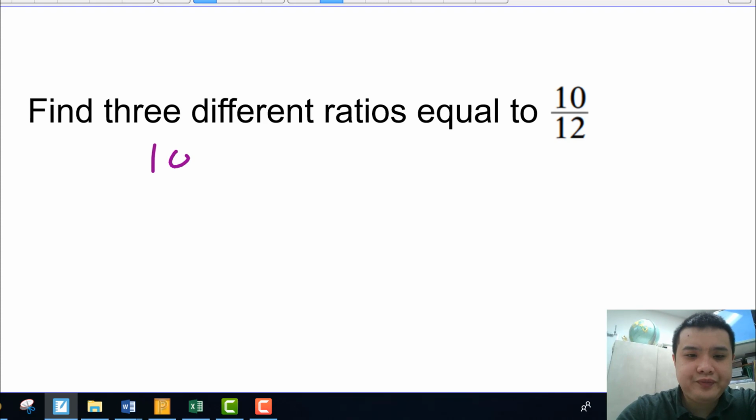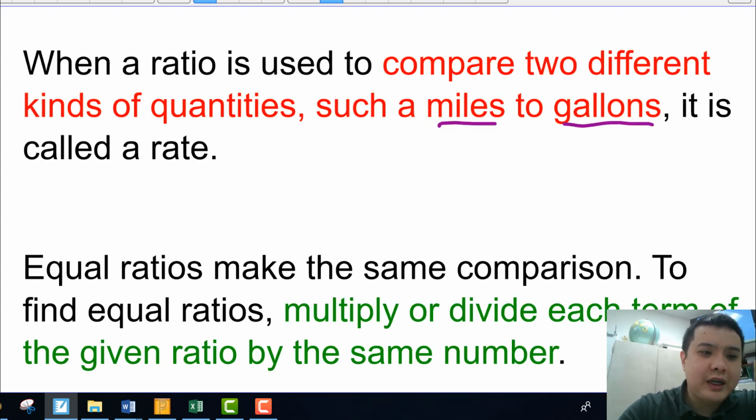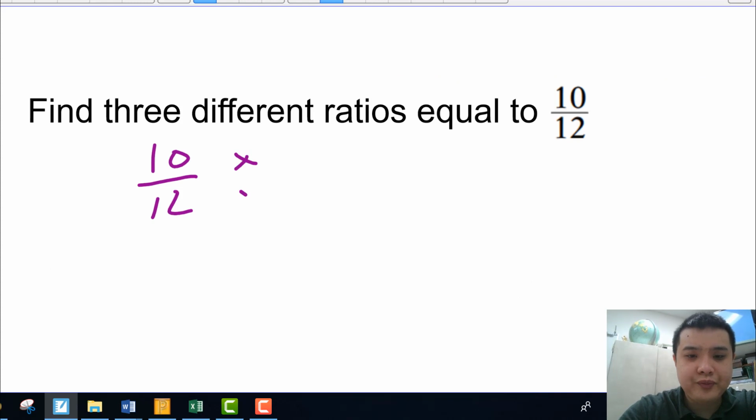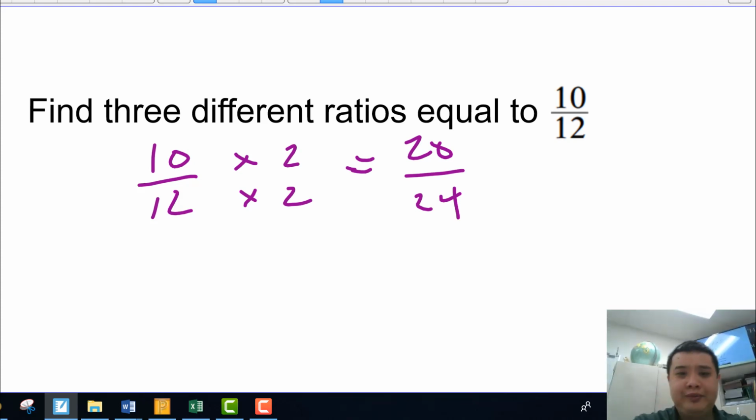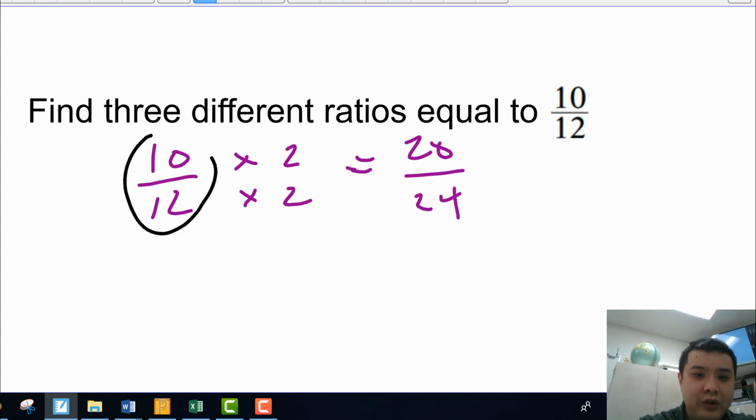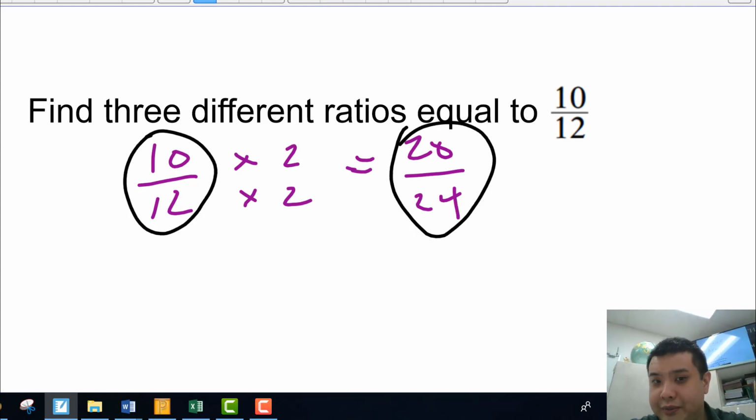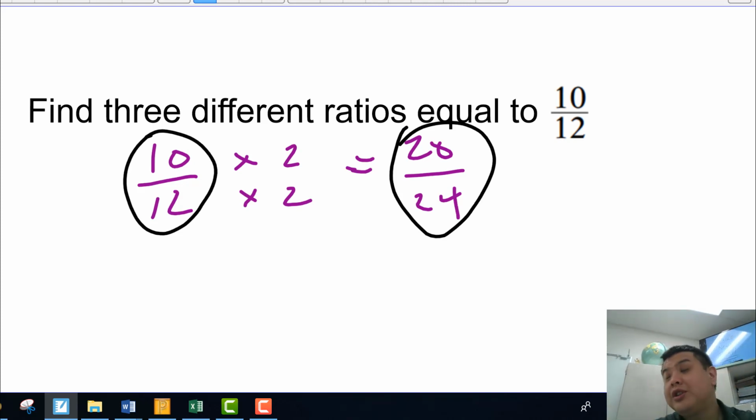So we have 10 and 12, and it says that in order to find equal ratios, we just have to multiply both the top and the bottom by the same number, or divide both the top and bottom by the same number. So let's try multiplying that by 2. We're going to multiply the top and the bottom by 2. We get the equivalent ratio of 20 24ths, excuse me. Okay. So these 2 are equivalent ratios.